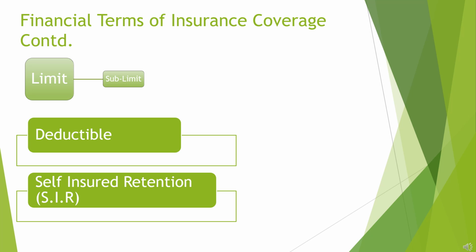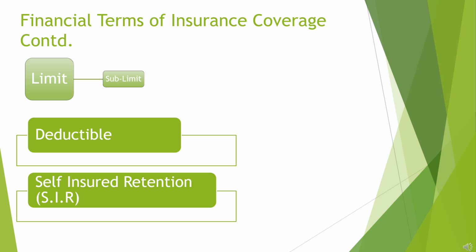Second term is deductible, which is the amount of money that the policyholder must pay out of pocket before the insurance coverage kicks in. It's a fixed amount specified in the insurance policy. Another similar term is SIR, that is self-insured retention, which is the amount of money the policyholder must pay out of pocket before the insurer starts to pay for a claim. Unlike deductibles, SIRs often require the insured to handle claims management and costs up to the retention amount. Both of them are quite confusing. Let's understand this with the example.